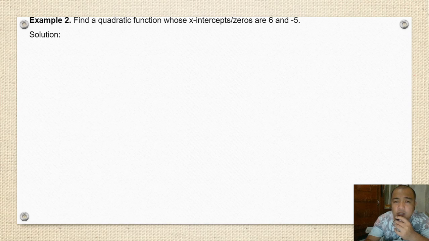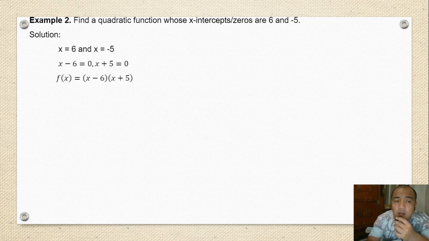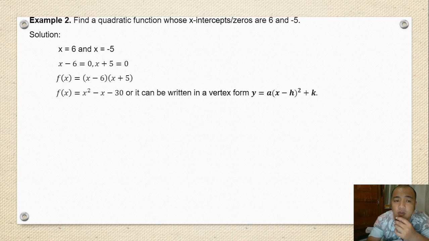Find the quadratic function whose x-intercepts, or zeros, are 6 and -5. So same procedure as in number 1. This is also our past lesson. So if the zeros are 6 and -5, then we have x minus 6 equals 0, x plus 5 equals 0. Then multiply these two binomials, x minus 6 and x plus 5, equate to f of x, so that the product of the binomials is x squared minus x minus 30.